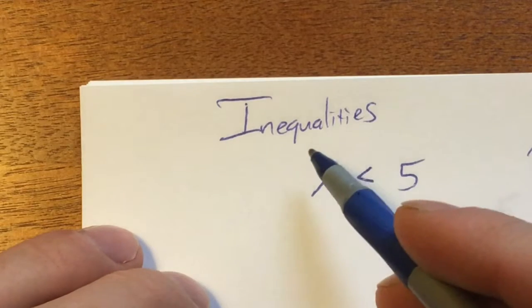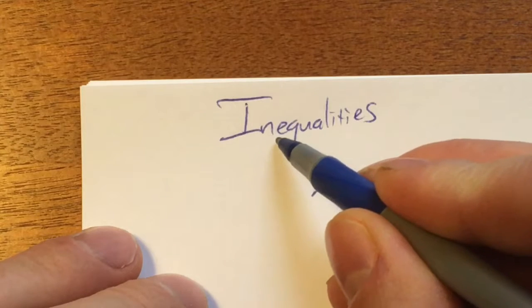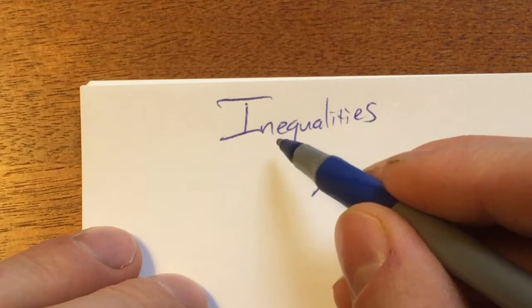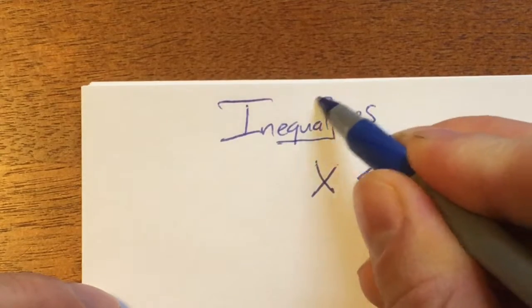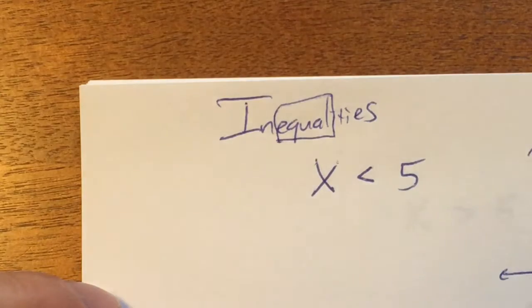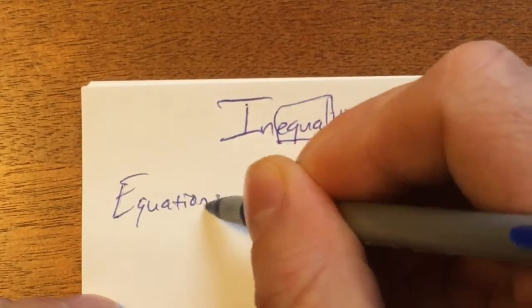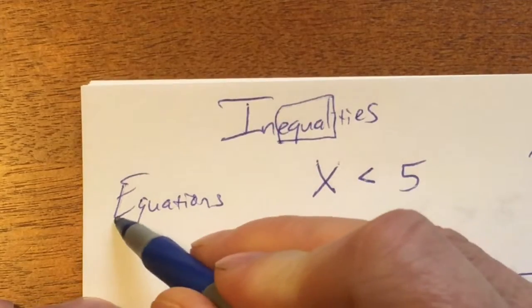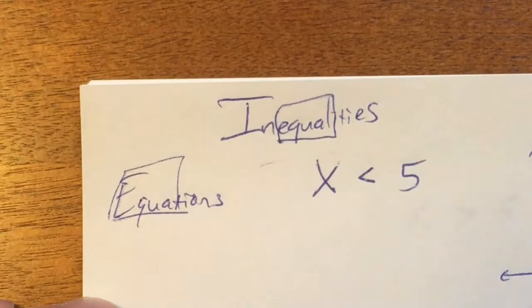The key to inequalities is in the name. The prefix "in," like inaccurate or inedible, means not. And so something that is an inequality is not equal to, and this is different from equations. Right, because equations mean that things are equal to. So this is an inequality.